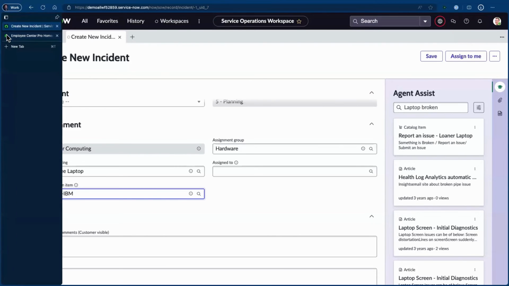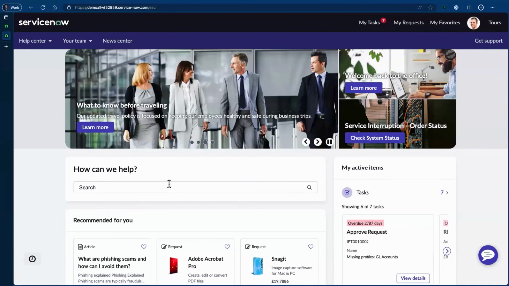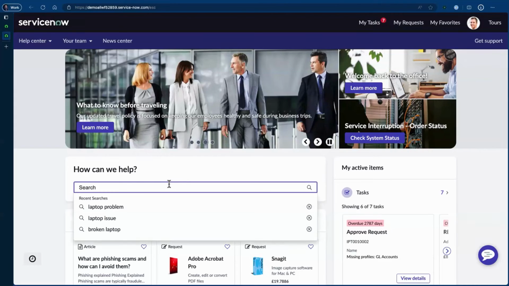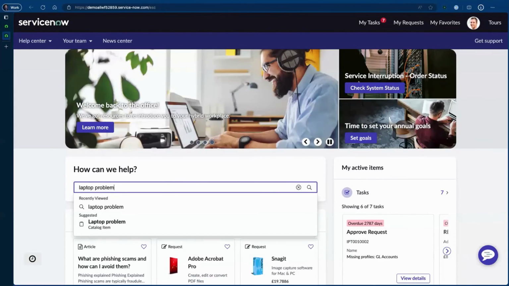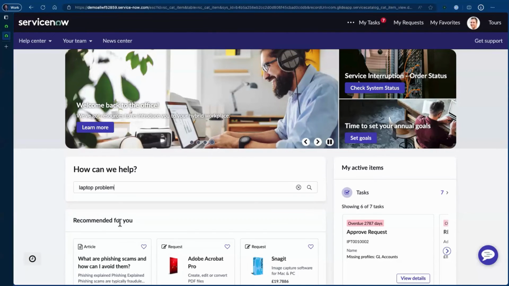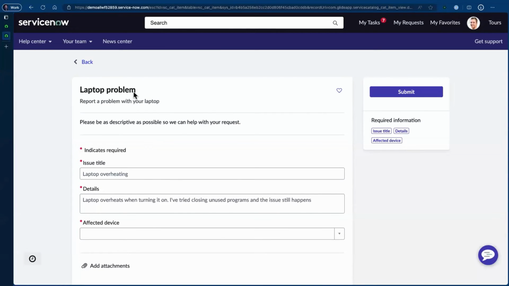So if I give you an example of what a laptop problem might look like from the employee center. I've not re-impersonated anybody, but just imagine that I'm Joe employee now instead of system administrator. And if I search for my laptop problem in the employee center, then ideally we'd have something ready-made to service that common request that people might have from the employee center. So if I click that, then we have our laptop problem incident report pop up.